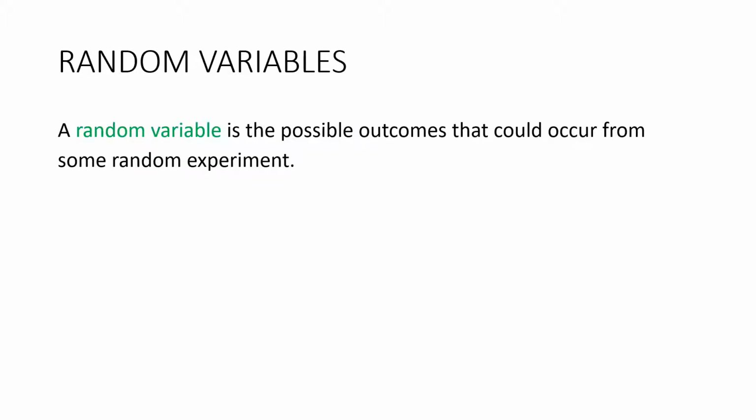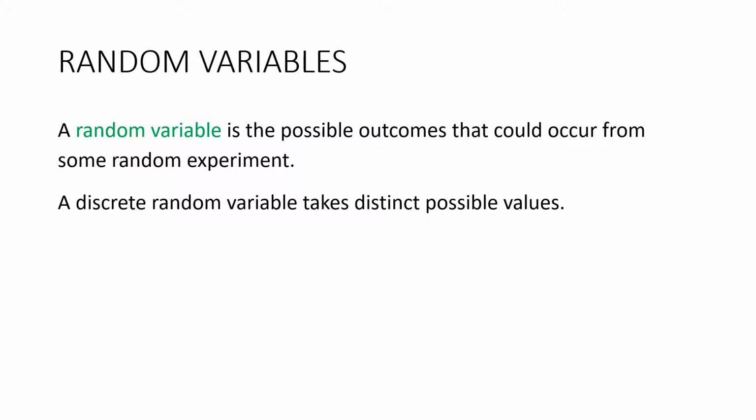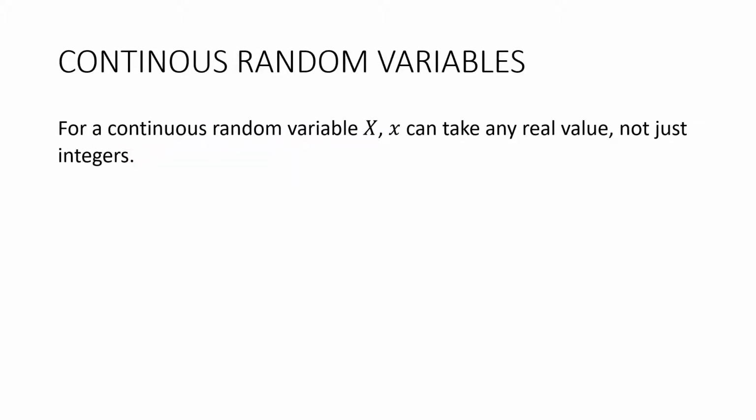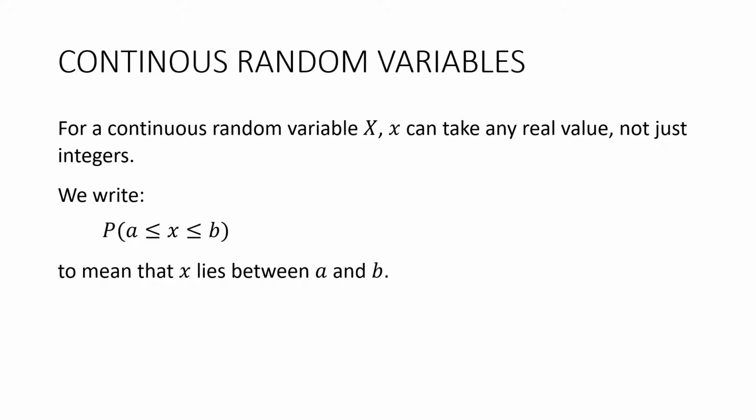So we learnt this in the last topic. A random variable is the possible outcomes that could occur from some random experiment. A discrete random variable takes distinct possible values, and that's what we were covering in the last topic. In this topic, we're going to look at continuous random variables. They take their values in some interval on the number line. So for a continuous random variable, capital X, little x can take any real value, not just integers. And this is what we write.